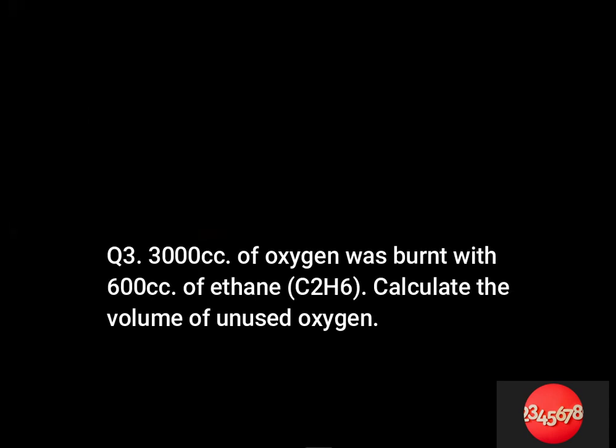Let's see. 3000 centimeter cube oxygen was burnt with 600 centimeter cube ethane. Ethane is C2H6. Burning means it is combining with oxygen. Carbon means carbon dioxide. Hydrogen means water.